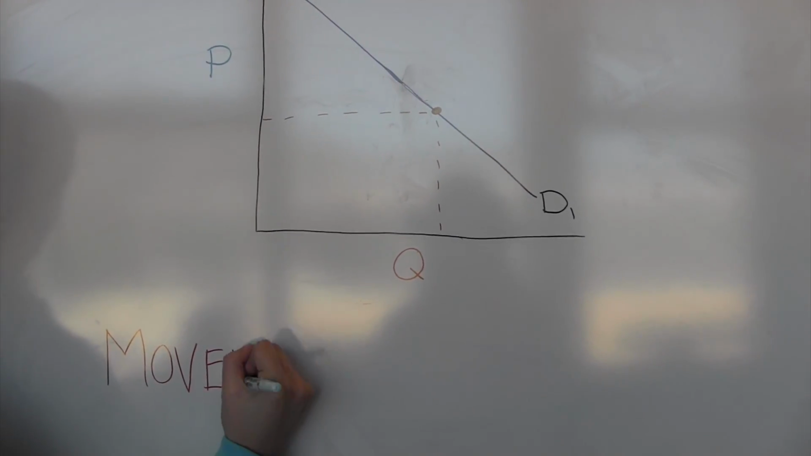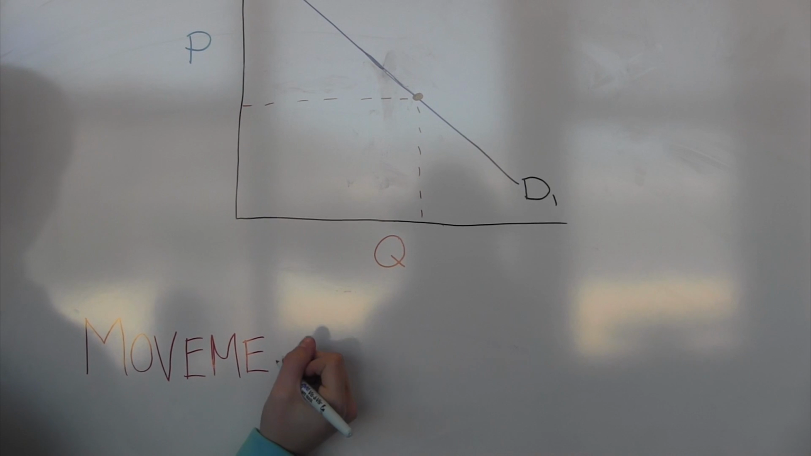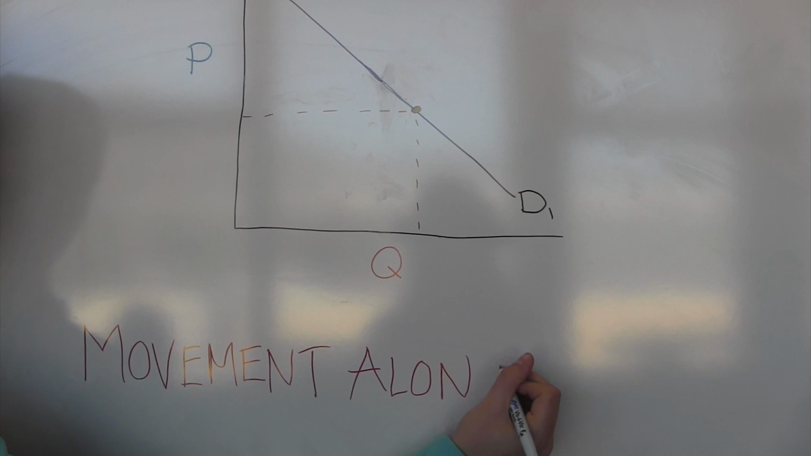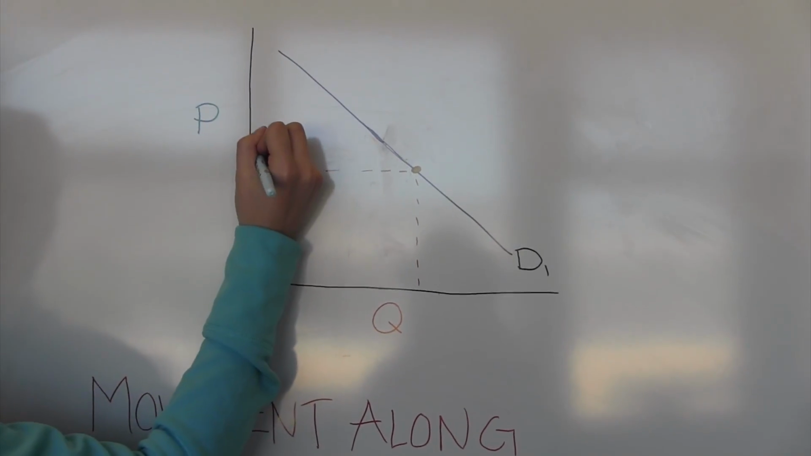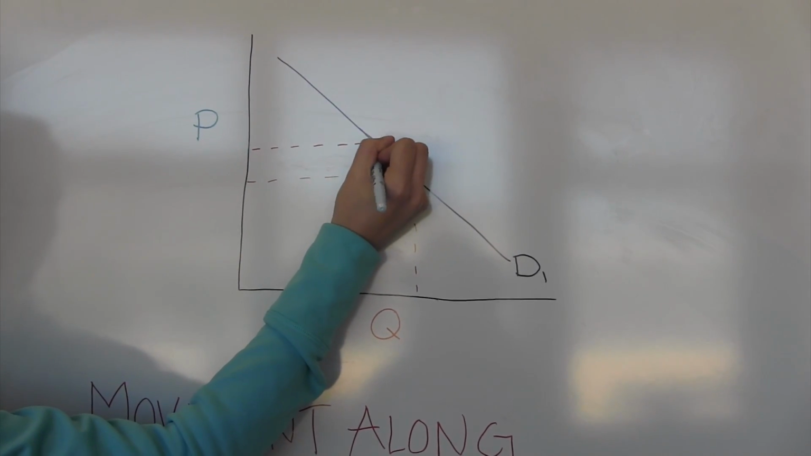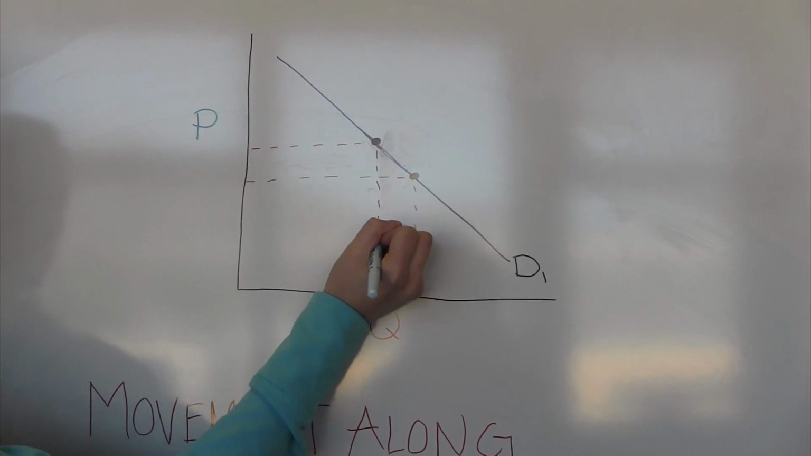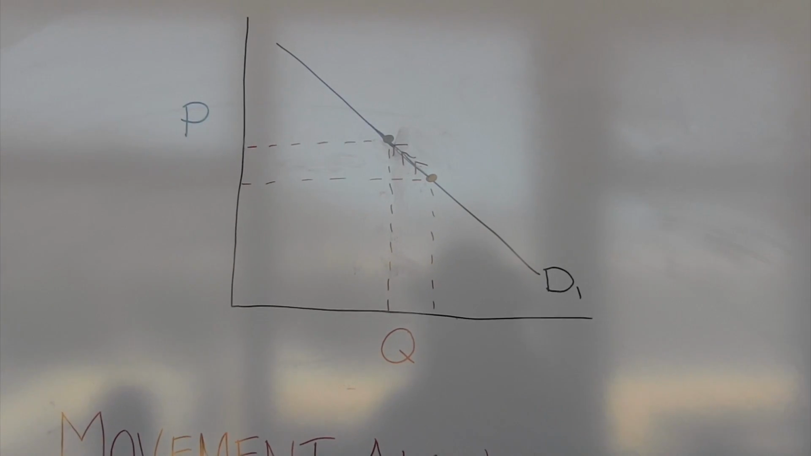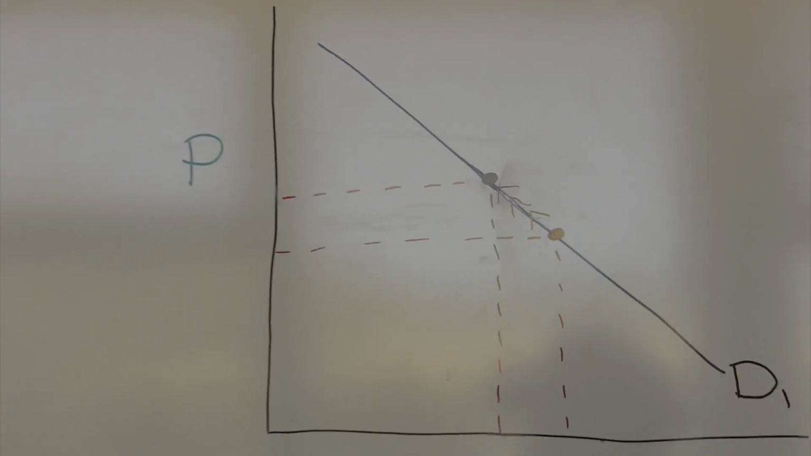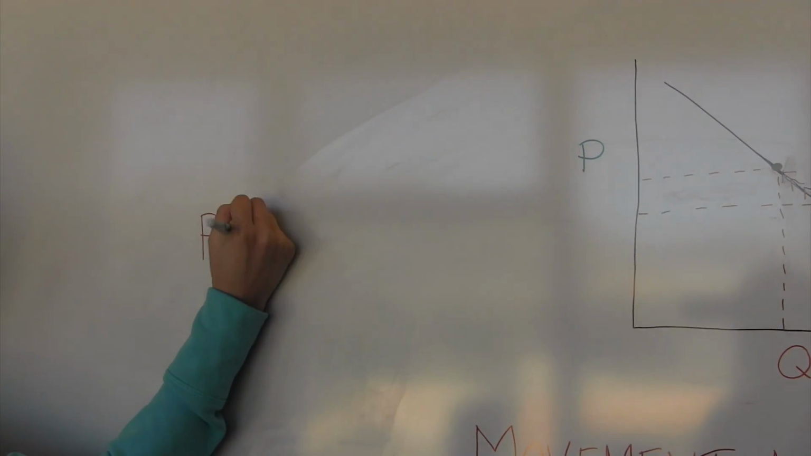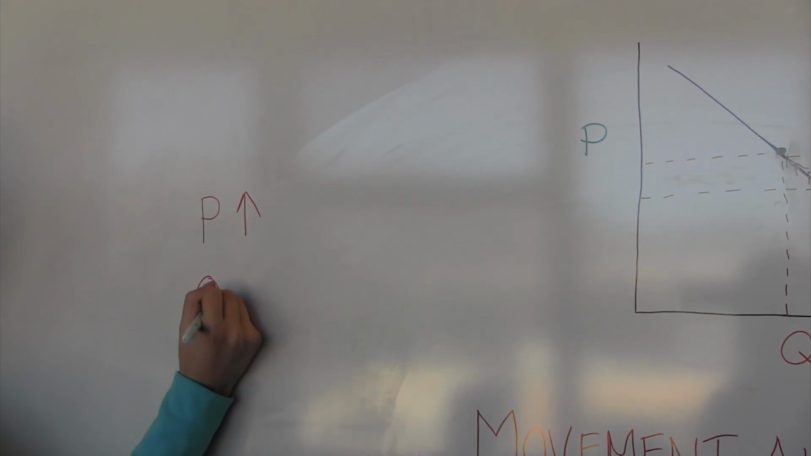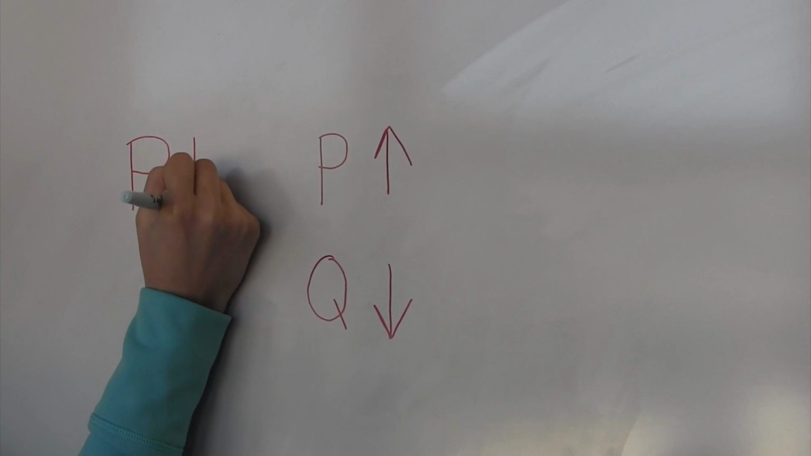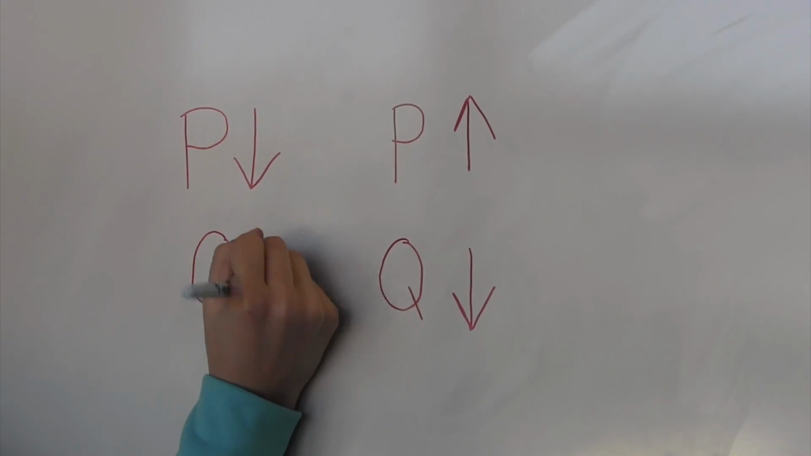Next, I will talk about movement along a demand curve. A change in price causes a change in the quantity demanded, which is a movement along the demand curve. If the price increases of a product, the quantity demanded will decrease. As the price increases, the quantity demanded will decrease, and vice versa. As the price decreases, the quantity demanded will increase.